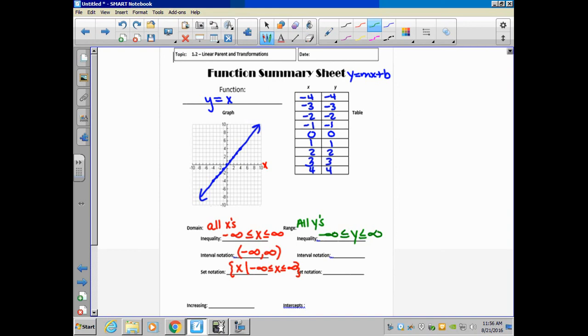In interval notation, it would look exactly like the domain, negative infinity to positive infinity, with parentheses. Set notation. So here we're talking about all the y's such that you have negative infinity to positive infinity, and then close it off with braces.